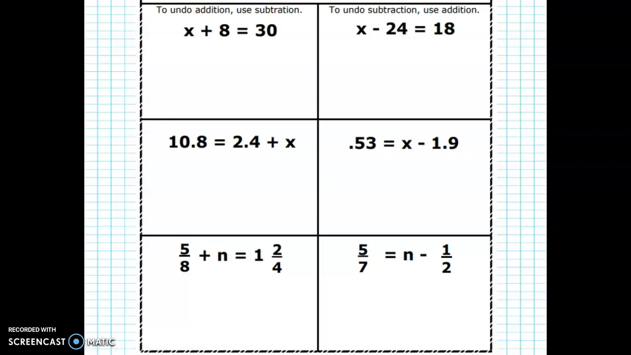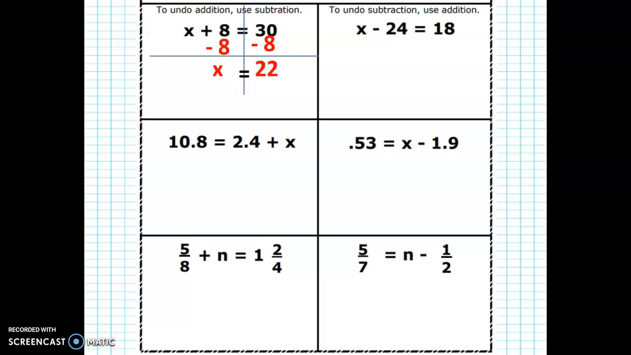Let's look at these problems. To undo addition, use subtraction. x plus 8 equals 30. We want to get x by itself, so we're going to subtract 8 from both sides of the equal sign. The positive 8 minus 8 leaves just the x on the one side. 30 minus 8 leaves 22, so x equals 22.